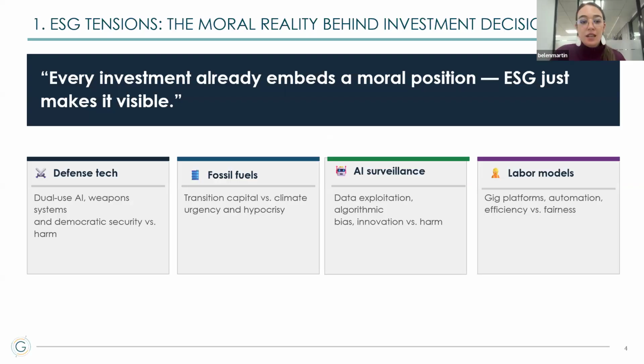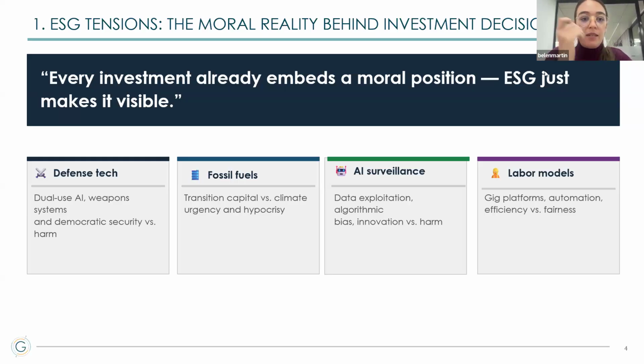Perfect. So let's start with the quote that we have on this slide. Every investment already embeds a moral position. ESG just makes it visible within a framework. So here we wanted to bring some examples of some key tension zones. For example, defense, fossil fuels, AI, and labor models. These are examples, but they're not just random cases. They are hot topics in VC investments today, and that's why we chose them.